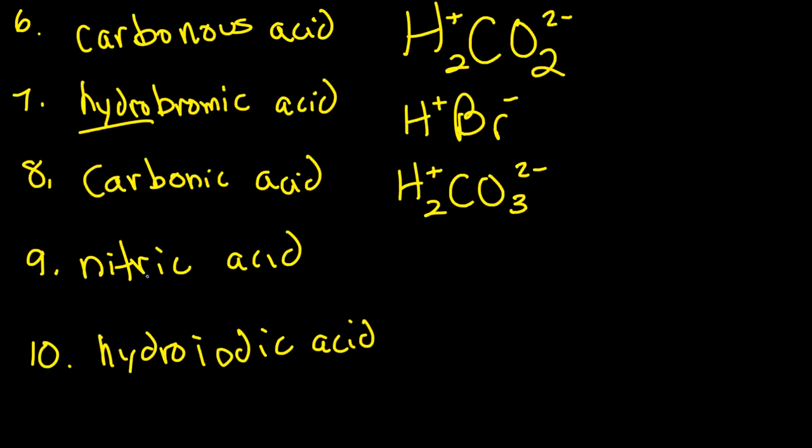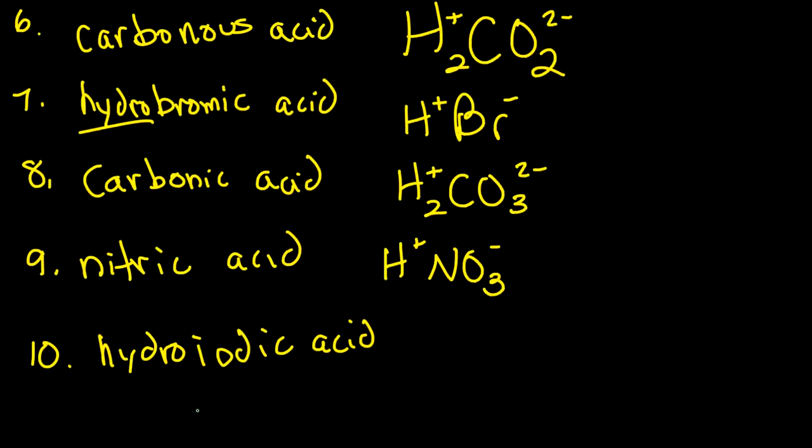Next up is nitric acid. No hydro again. I go ahead and put that hydrogen ion. I know it's going to be ternary, so I need to know the polyatomic ion it came from. Nitric came from nitrate. Nitrate is NO3, has a -1 charge. These charges match, no subscripts needed.